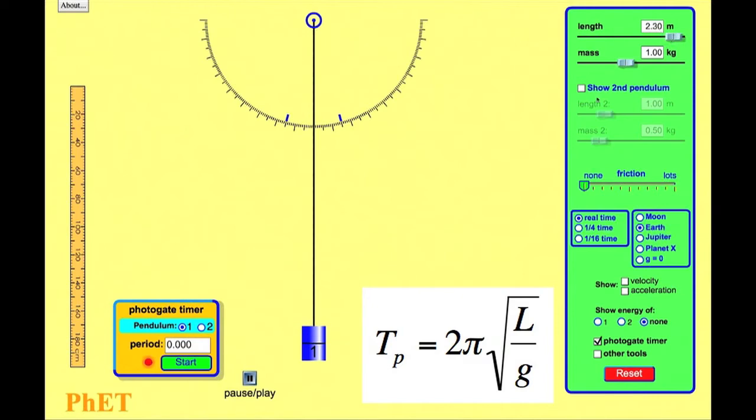Here I am increasing L. Length and period are directly related. So if I increase L, our period should go up. We can time that here.